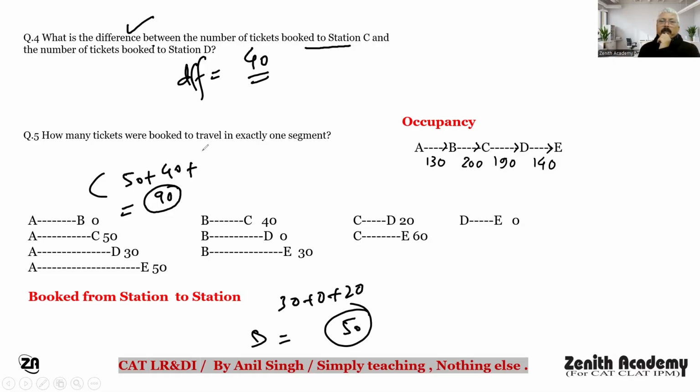Okay, how many tickets were booked to travel in exactly one segment? Exactly one segment. A to B 0, B to C 40, C to D 20, D to E 0. So 40 plus 20 is equal to 60. So it was a good set, very tricky one, not easy. It was not easy, but it can be managed if you work with a cool head.